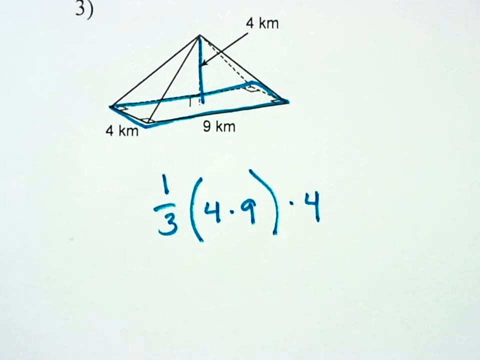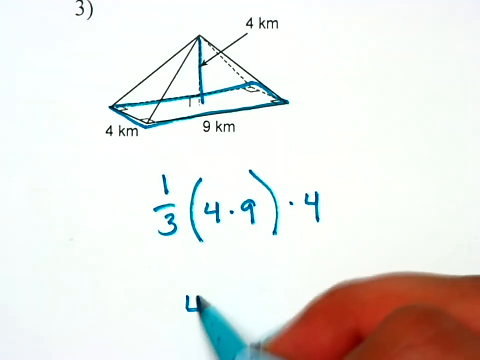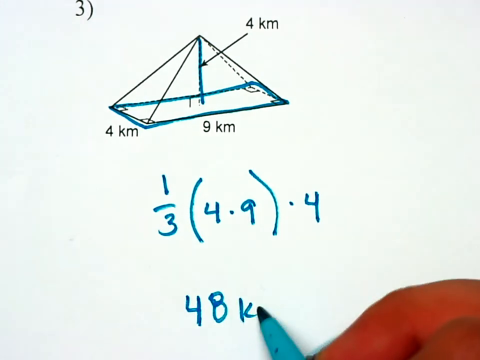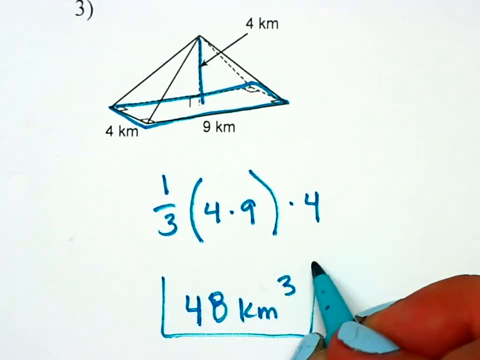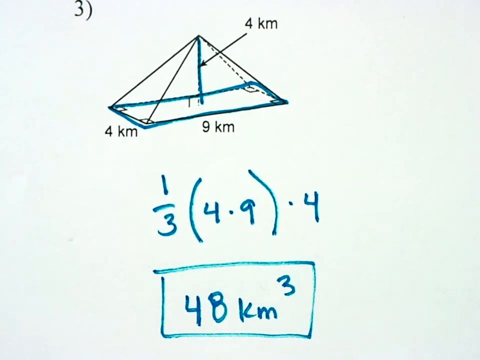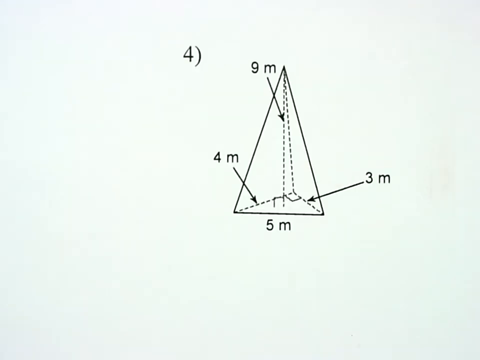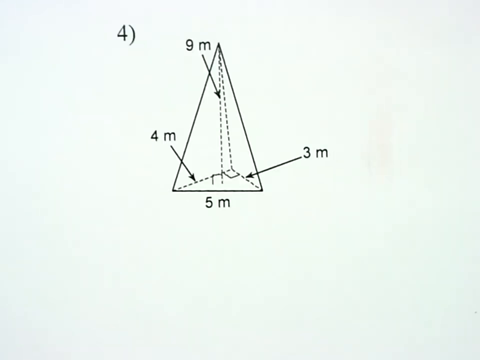Okay, again, in my calculator, I'm doing 4 times 9 times 4, and then divide by 3, and that's going to give me 48 kilometers cubed as my final answer. Pretty simple for the rectangles and the squares. Okay, let's do one more triangular pyramid, and then we will try a challenge problem.